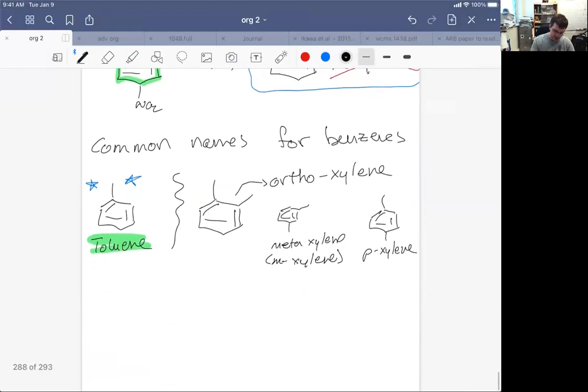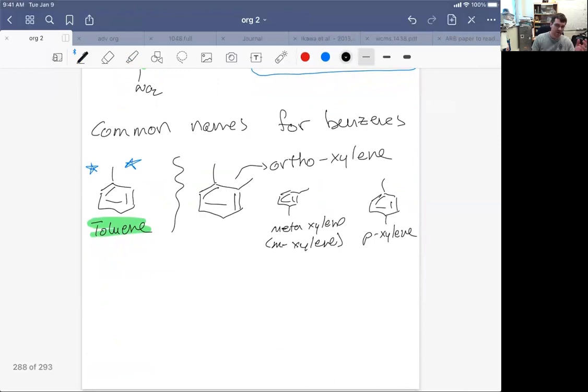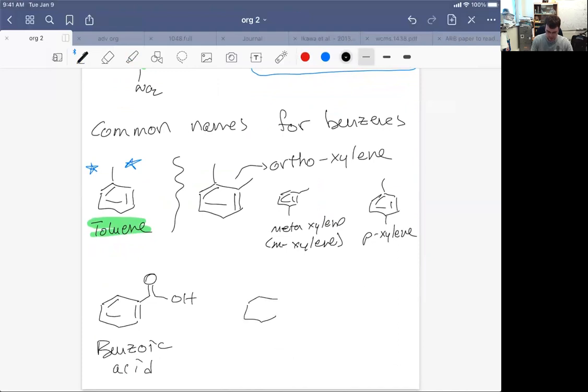Okay, so I want you to know toluene. Xylene is, you know, for your own information. I won't ask you about it yet. And we have benzoic acid. Benzaldehyde. So benzoic acid is a carboxylic acid. Benzaldehyde is an aldehyde. Smells like cherries, interestingly.